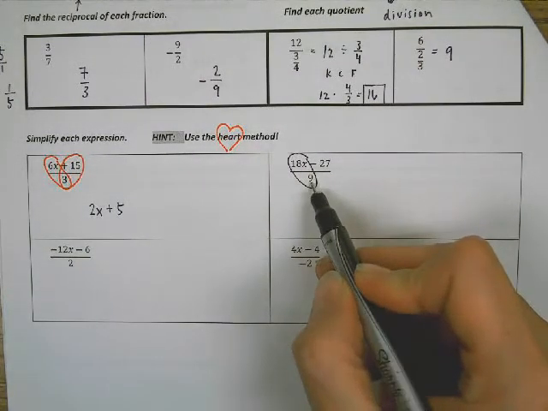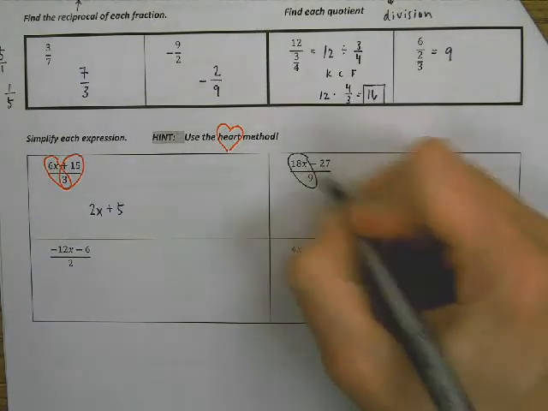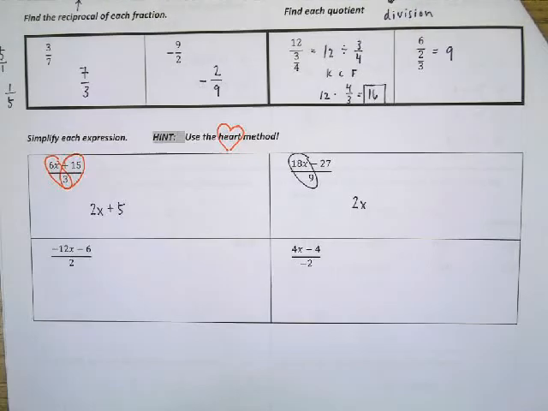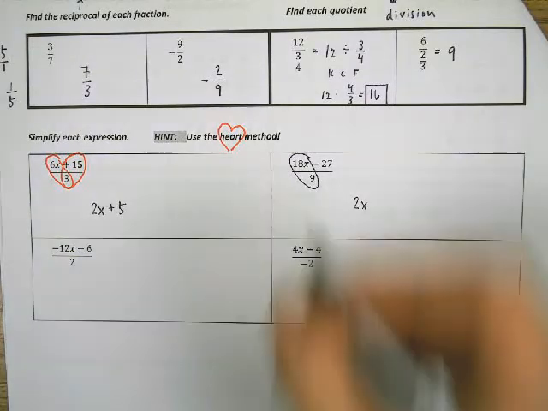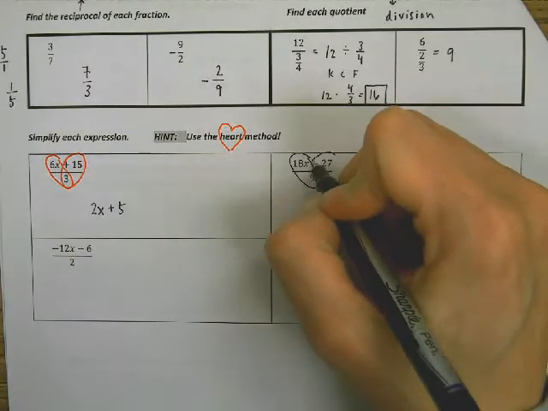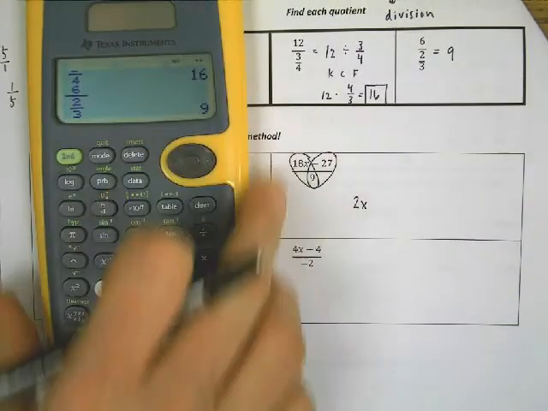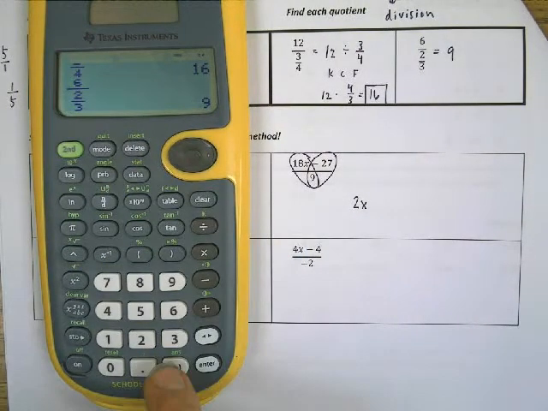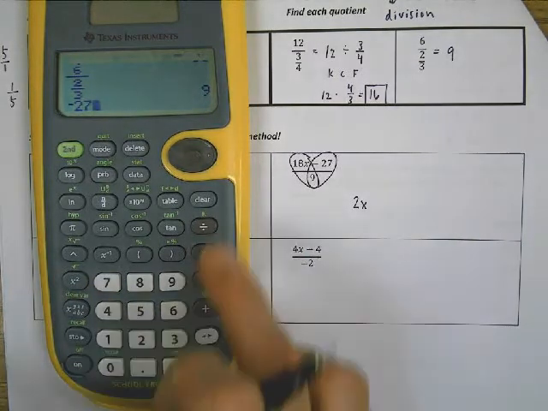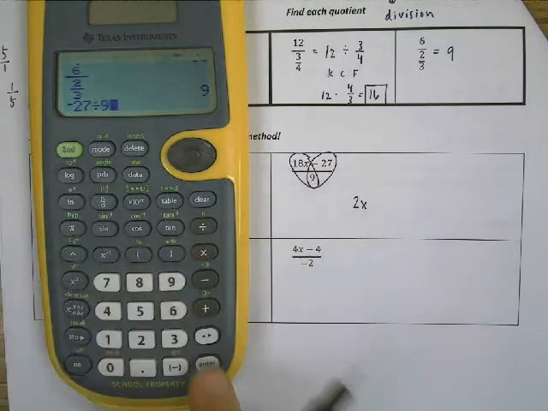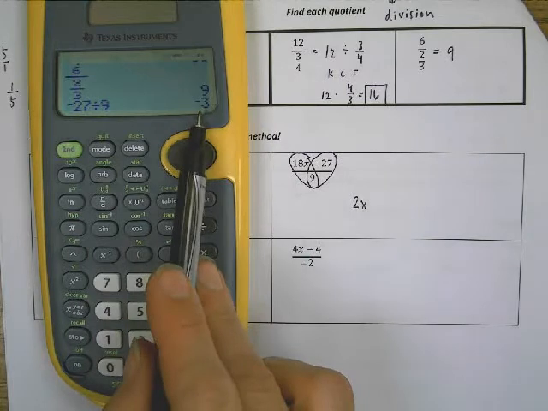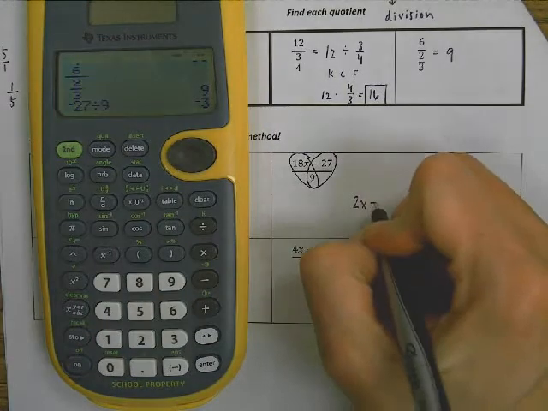Now here's where we have to be really careful. On top now I have a -27 divided by a positive 9. So I'm going to type in a -27 divided by a positive 9, and I get a minus 3. So I need to make sure I have the same sign. I copy it just how it is on my calculator. And now that's simplified.